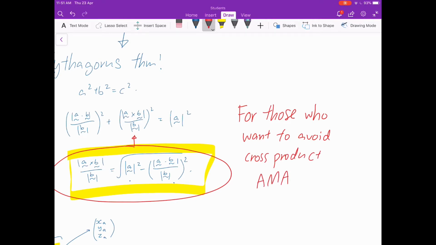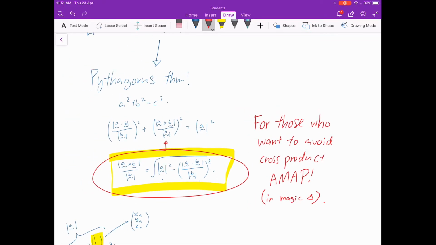as much as possible. Okay. Of course, that beckons the question, can we avoid cross product altogether? No. If you want to find area of triangle, area of parallelogram, unfortunately you can't avoid it altogether. But this one helps you avoid for the magic triangle. Okay, maybe that appeals to you.